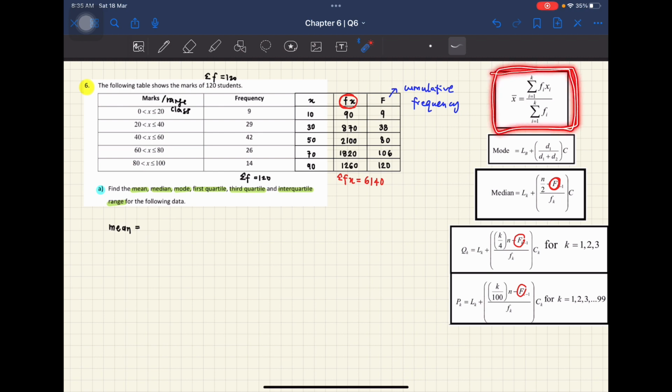Okay, so saya nampak je formula ni macam ni and saya terus tulis dia punya ni kat sini. Okay, so saya akan tulis summation fx over summation f. Okay, so why do I do it like this? Sebab saya nak memudahkan diri saya untuk ingat.